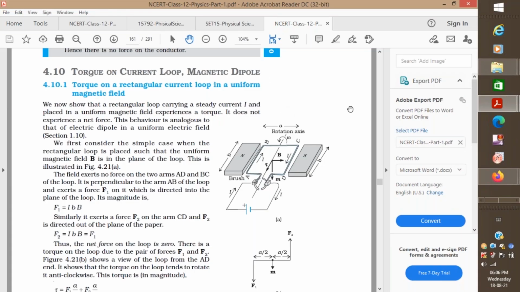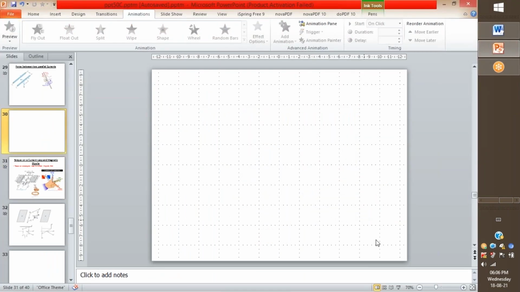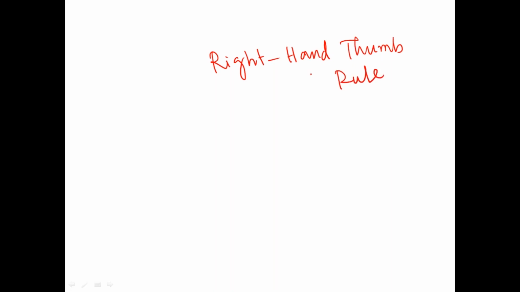Look, we have already learned a few things which will be applied over here. See, in this chapter, the most important thing is the right hand thumb rule, and this thumb rule is actually applicable for a variety of things.